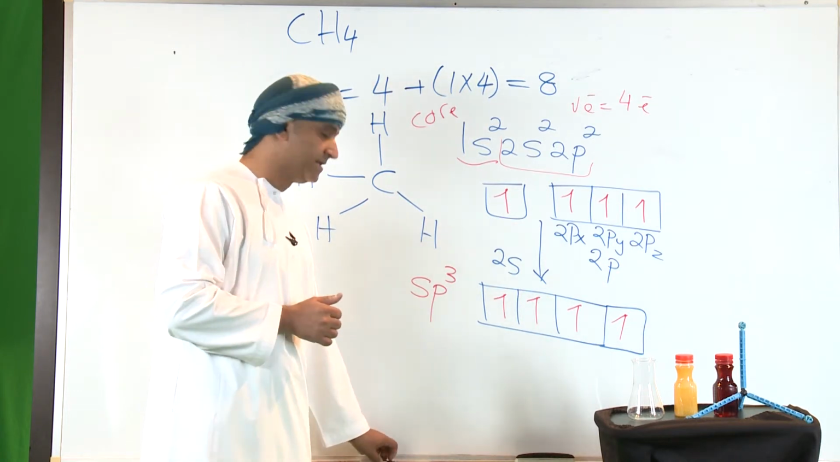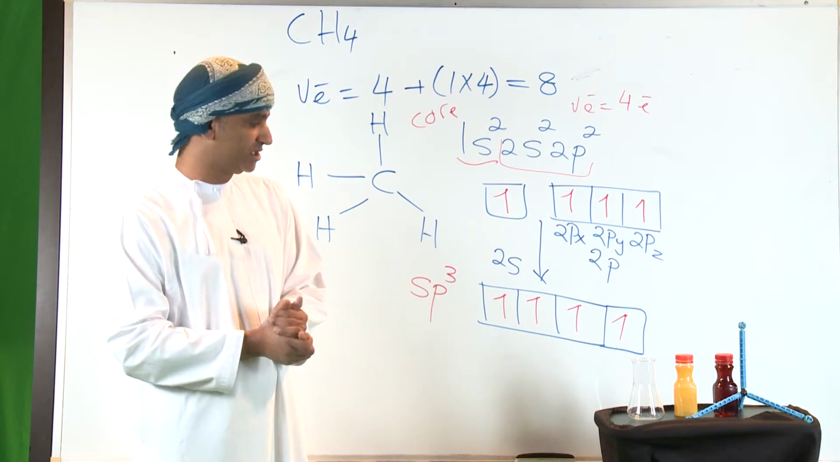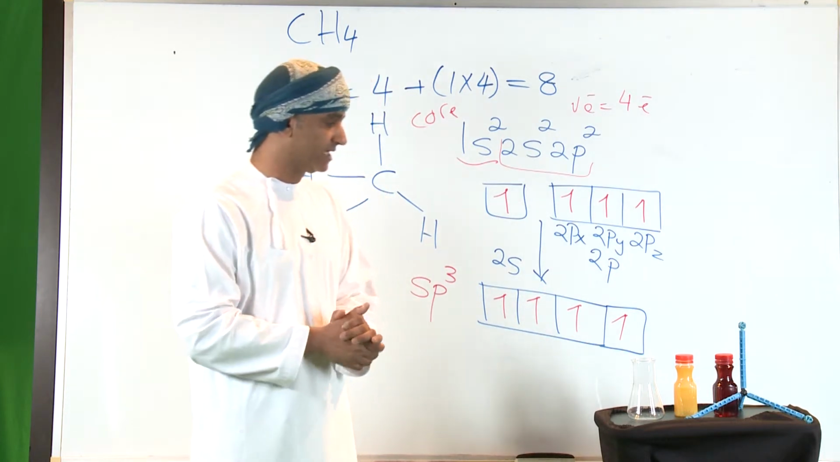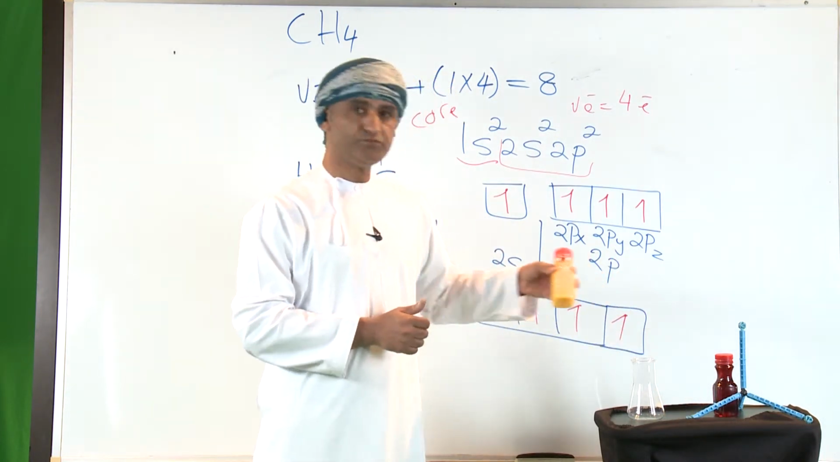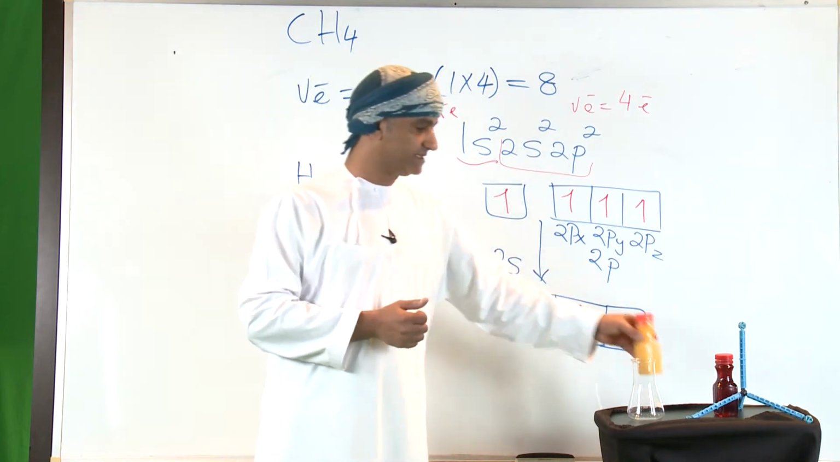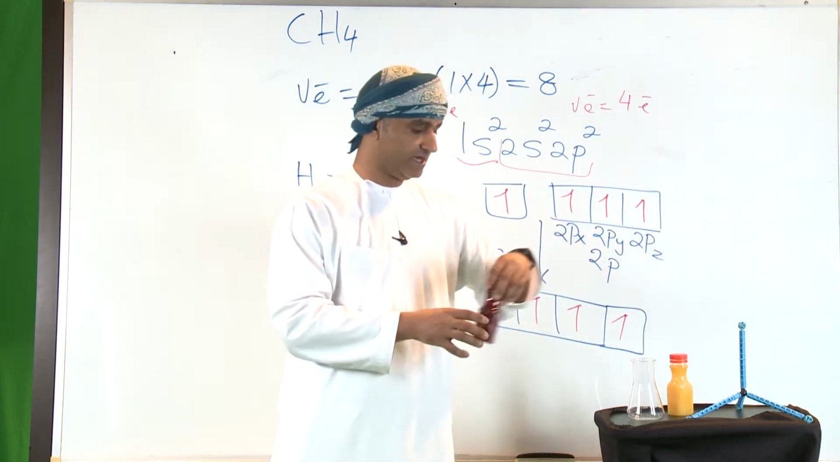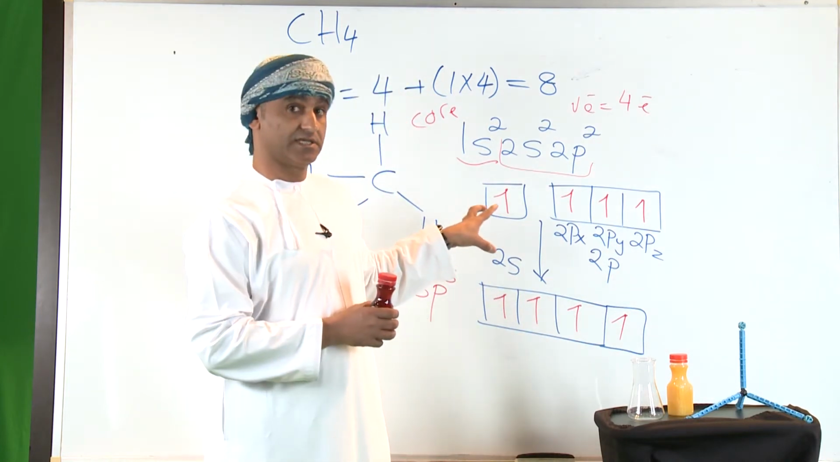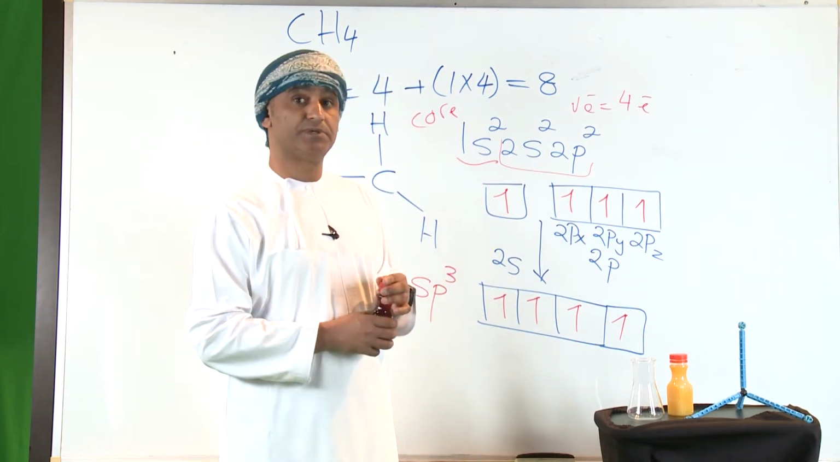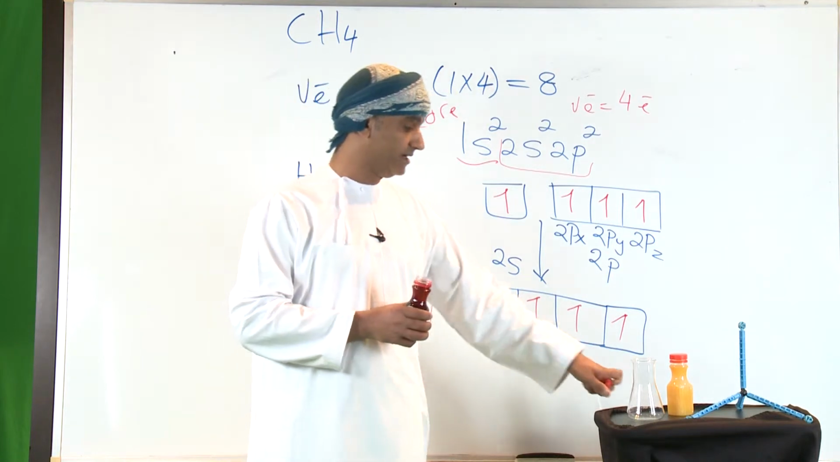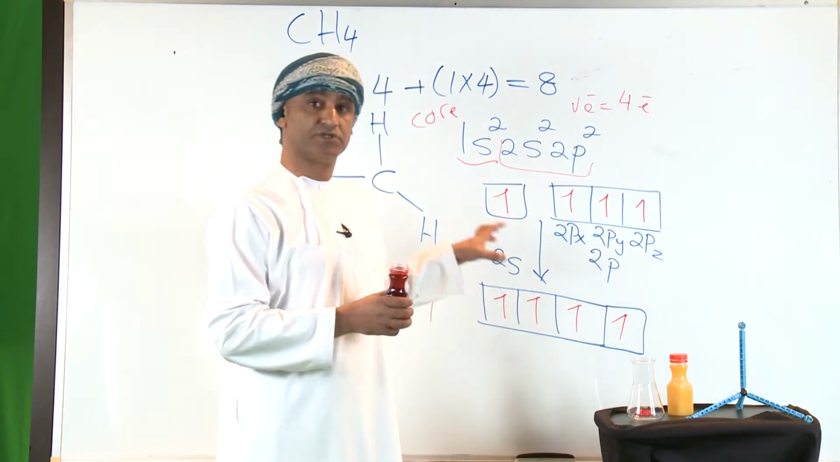In order to understand the concept of hybridization, let's do a little experiment. We have here orange juice and this is berry juice. What we'll do is mix these two together. Since 1 s orbital in this case was mixed with 3 p orbitals, the ratio in terms of volume should be 1 to 3.